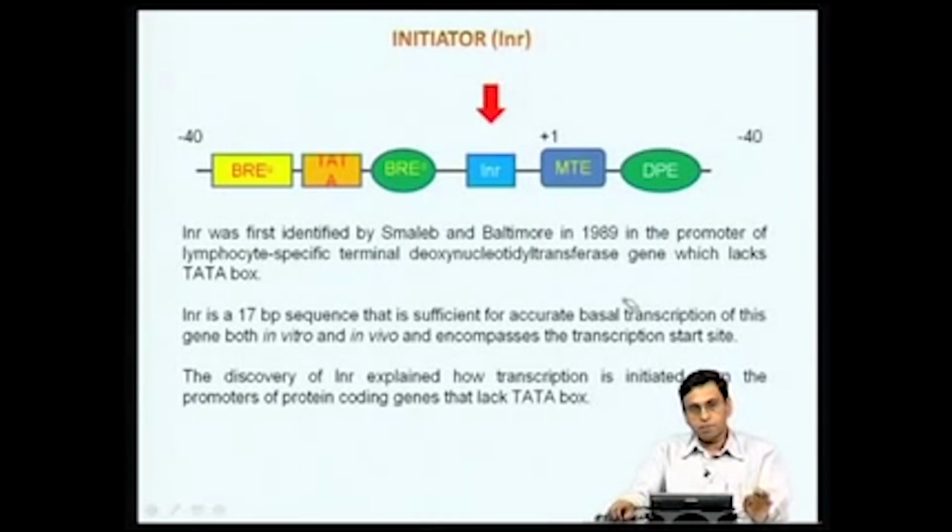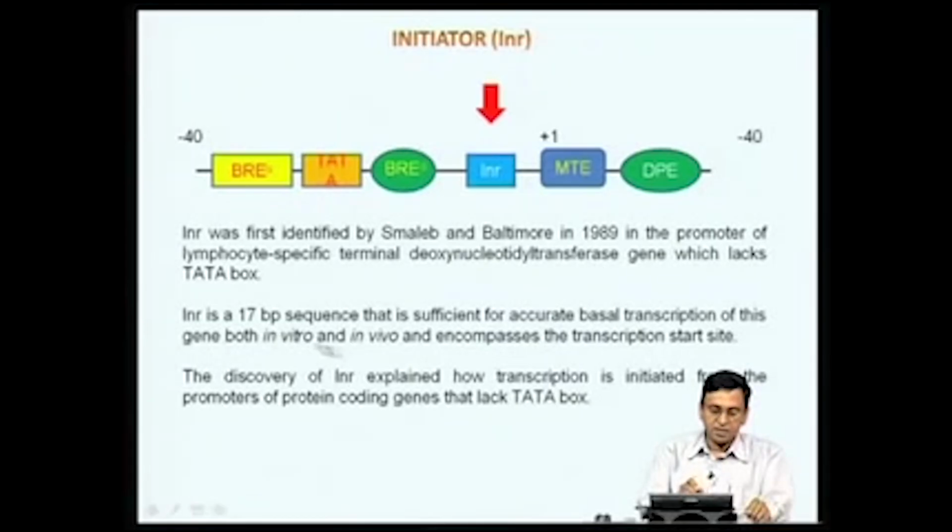Now, the next important core promoter element discovered after the TATA box is what is called an initiator motif. This motif, called the initiator, was first identified by Smale and Baltimore in 1989 in the promoter of a lymphocyte-specific terminal deoxynucleotidyl transferase gene, which does not contain a TATA box. So they asked the question: if this promoter does not contain a TATA box, how does RNA polymerase II recognize this promoter? How does the general transcription factor go and bind? And they soon identified something called an initiator motif in and around which the pre-initiation complex is formed. Therefore, in TATA-less promoters, the initiator motif serves the function of a TATA box for promoter recognition.